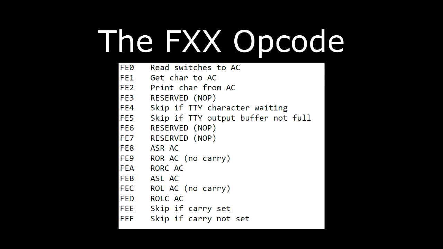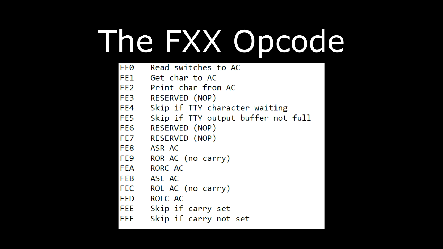The original read switches and get character from the teletype, print character. We also have the ability now with FE4 and FE5 to not have to block when we're reading a character or writing a character. The microcode will, and did in the original, block. For instance, if you're printing a character and there's a character currently being printed, it will block and wait for that to become available. That can waste time, which you might be able to use for something else. So, for instance, in the print case, FE5 lets you test if that print would block, and you can go off and do something else if it is, and come back later and test it again.